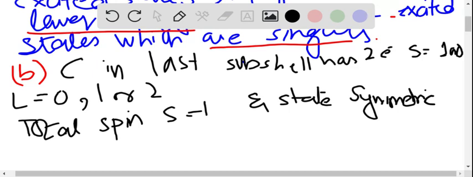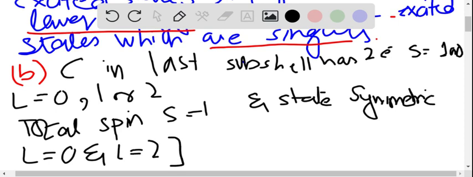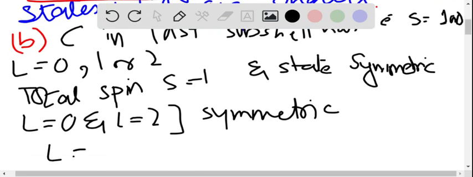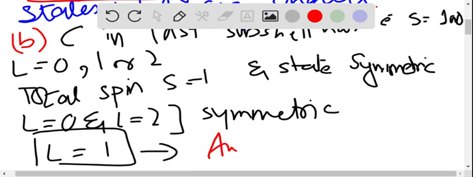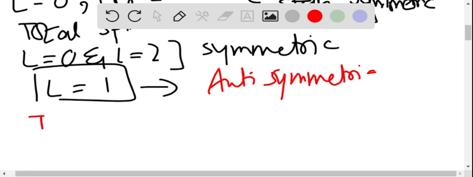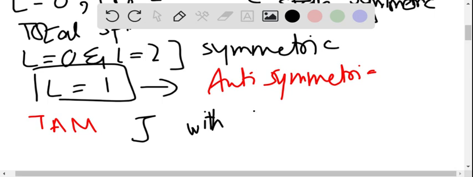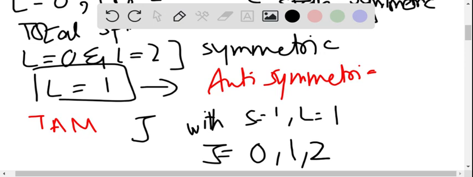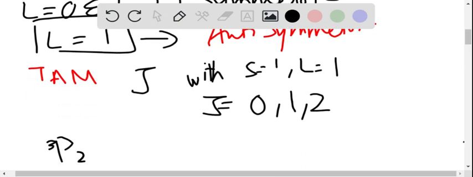Now we need to find the antisymmetric position part of the wave function. For that, we have L is equal to 0 and L is equal to 2 that are symmetric. So that leaves us with L is equal to 1. That would be antisymmetric. Fine. So the total angular momentum J, with S equal to 1 and L equal to 1, could be 0, 1, 2. So possible ground states for carbon are 3P2, 3P1 and 3P0.